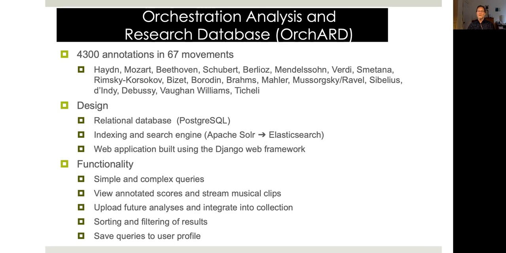We developed the ORCHARD web-based interface using Django, a high-level web framework in Python. Its architecture allows us to easily set up websites by automating many tedious processes, such as writing the boilerplate code, linking API endpoints with our model, and so on. Furthermore, Docker lets us separate different aspects of our application into several containers, which are mini virtual machines. These containers will each run on their individual isolated virtual environments so that they will not interfere with one another. The functionalities that are designed here include simple and complex queries, the possibility to view annotated scores and to also stream musical clips, to upload future analyses and integrate them into the collection, and then to be able to sort and filter the results when one does queries to try to see what's going on. And most recently, we've been able to save queries to a particular user profile so that as you're doing a research project, you can save up all the things you're trying to get. The whole system runs on Compute Canada's supercomputer network.